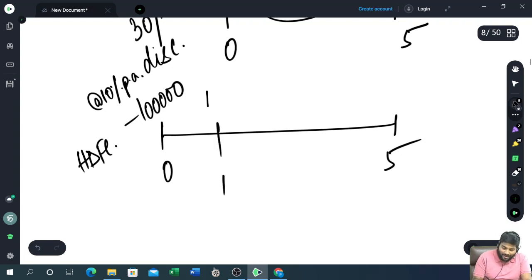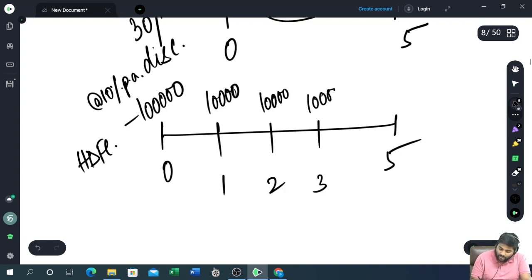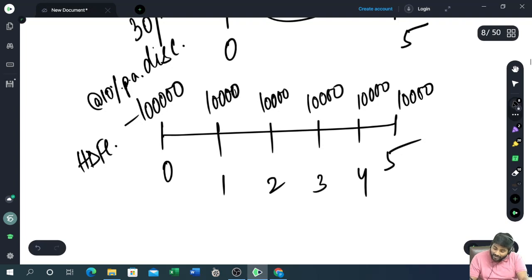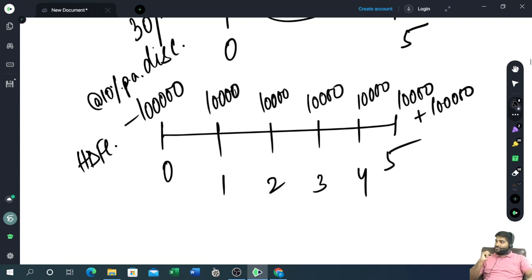So at time 1, I am going to get 10,000. At time 2, I am going to get 10,000. At time 3, I am going to get 10,000. At time 4, I am going to get 10,000. And at time 5, I am going to get 10,000 plus 1 lakh. So this is a normal coupon paying bond. The regular interest payments will be made after a year. Now it can be half yearly, it can be quarterly, it can be monthly. On those dynamics, we will come in the coming classes, but not now. This is a regular coupon paying bond.